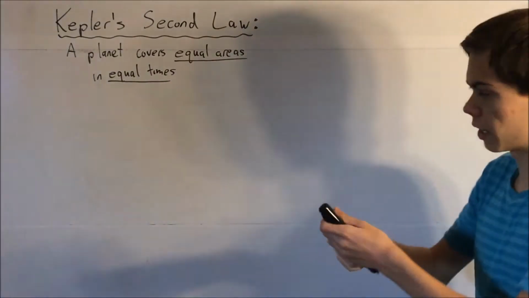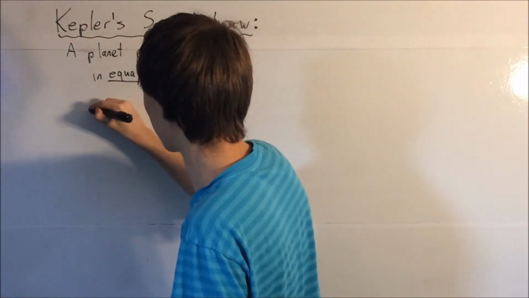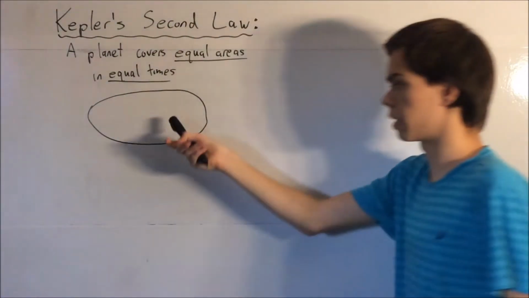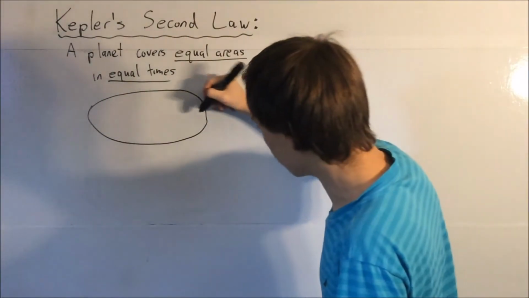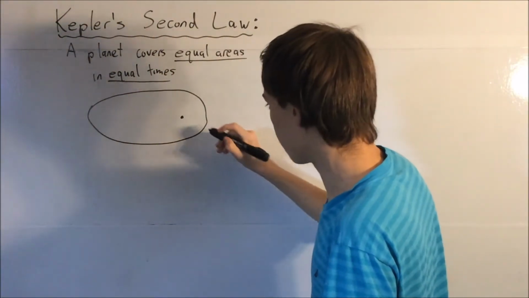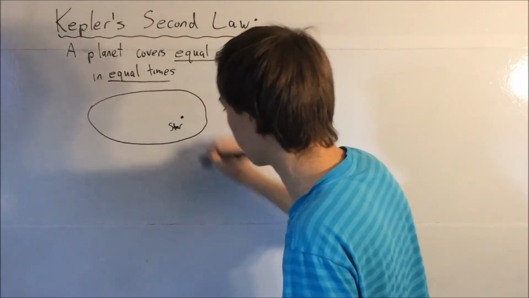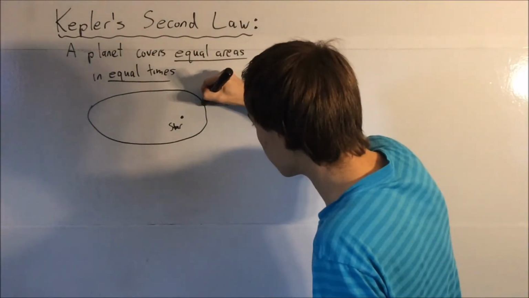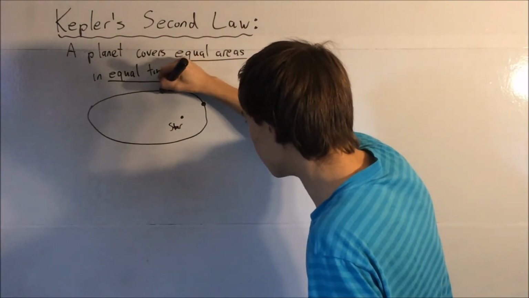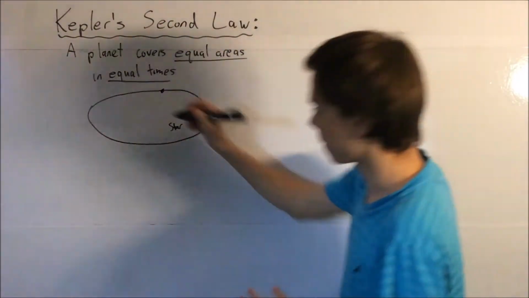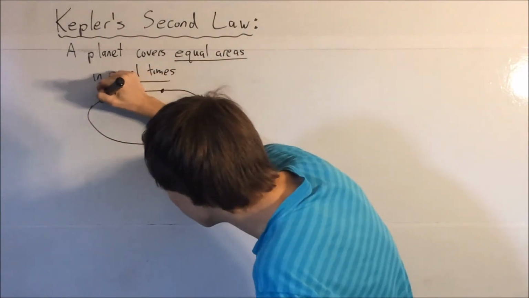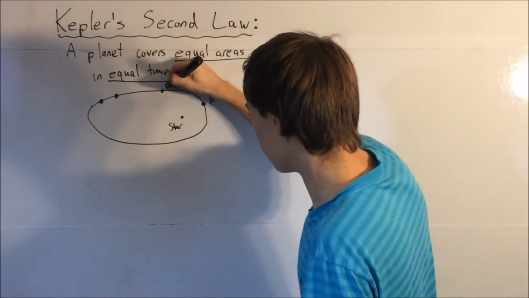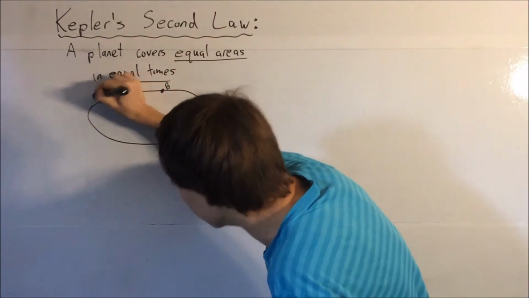Now let me show you what this looks like. I'm going to say we have the orbital path of a planet that looks like this, right? It's an ellipse. What I'm going to do is put the star right here. So this is the star that the planet orbits around. Now, there are points when the planet is at this position, and this position, and this position. I'm going to call these positions A, B, C, and D.